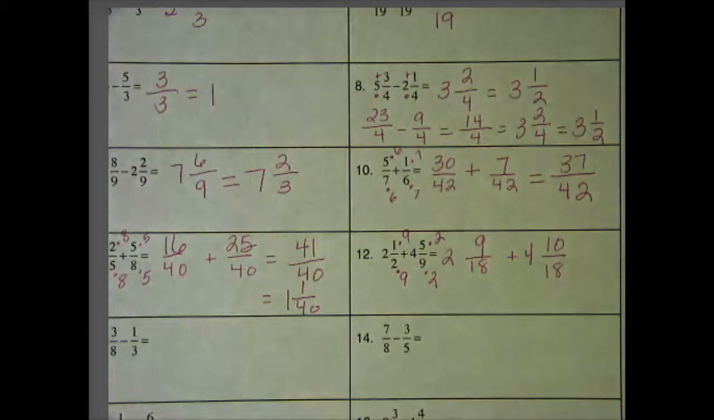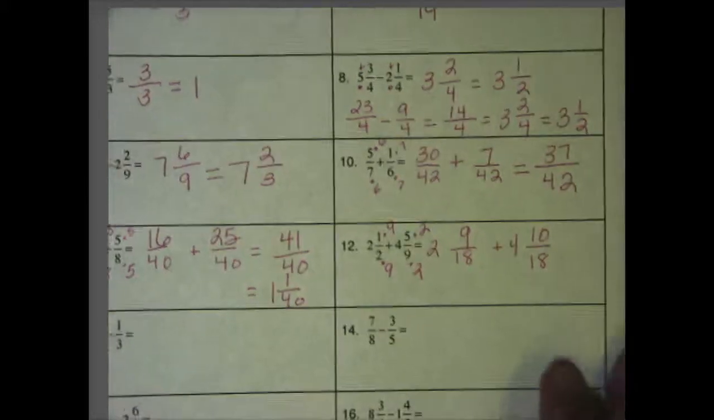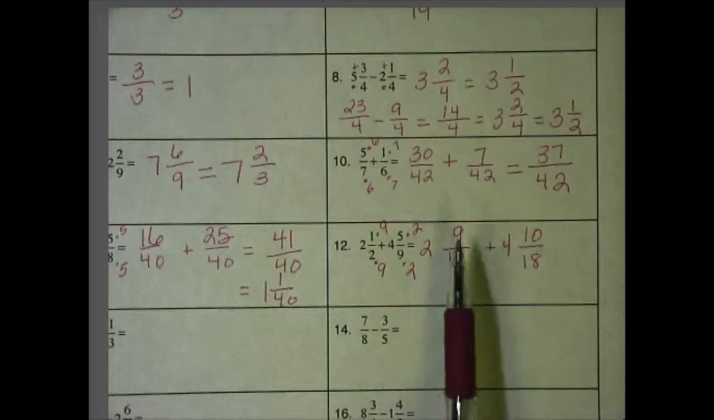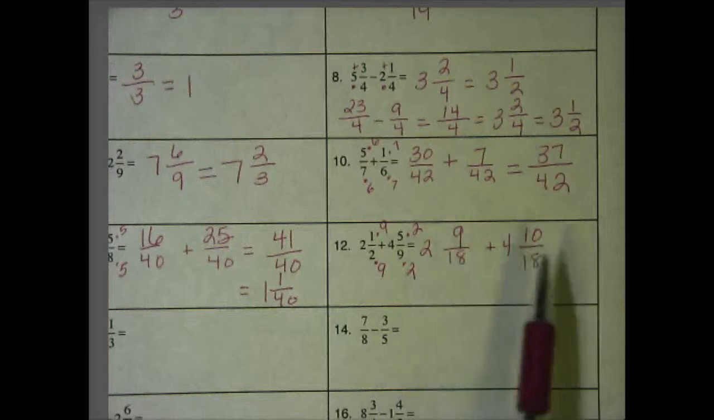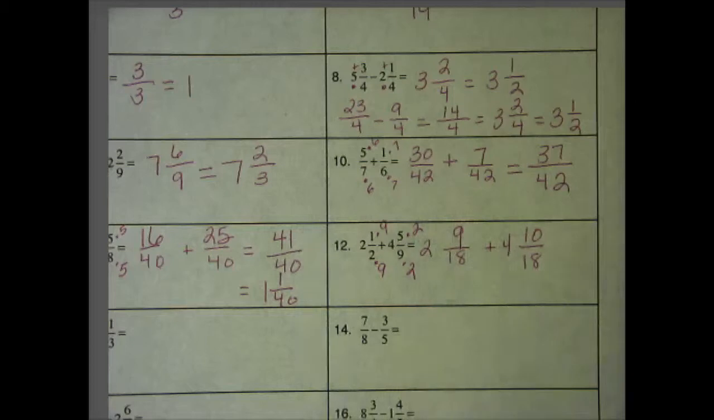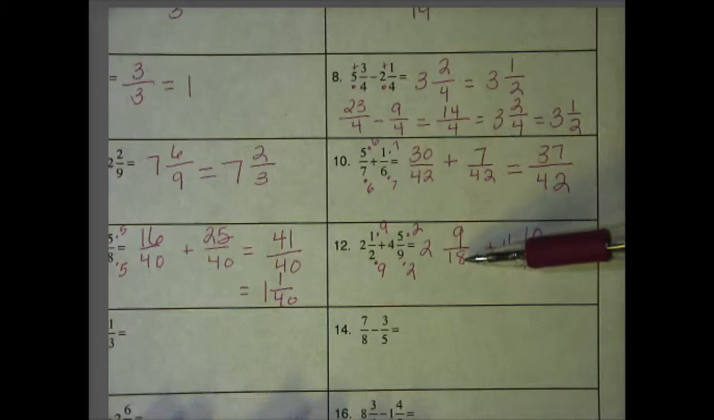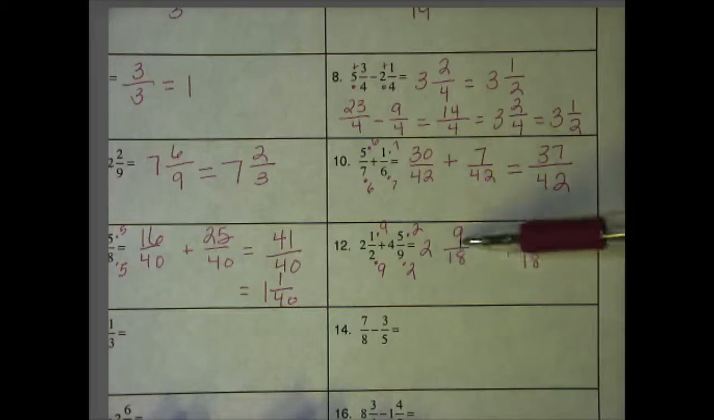Now, here's where we run into a little bit of trouble if we're not careful. Because if you look at this, you can see that 9 plus 10 is going to be 19, and it's going to make this an improper fraction. There are a couple of different ways you can do it. You can either use the process that we used in number 8 to change both of these to improper fractions first, then add them and simplify, or you can add them first and then simplify. It's completely up to you.